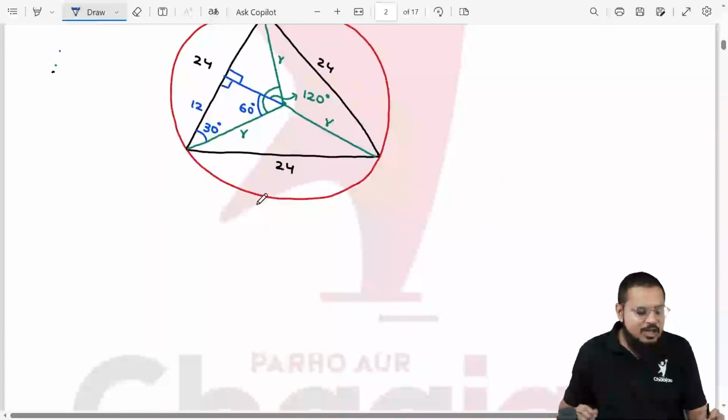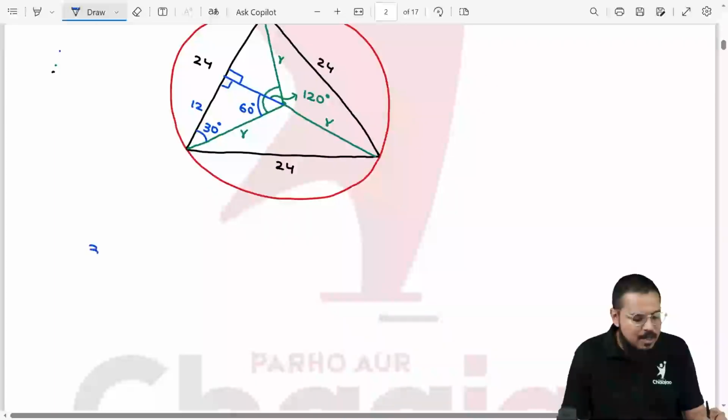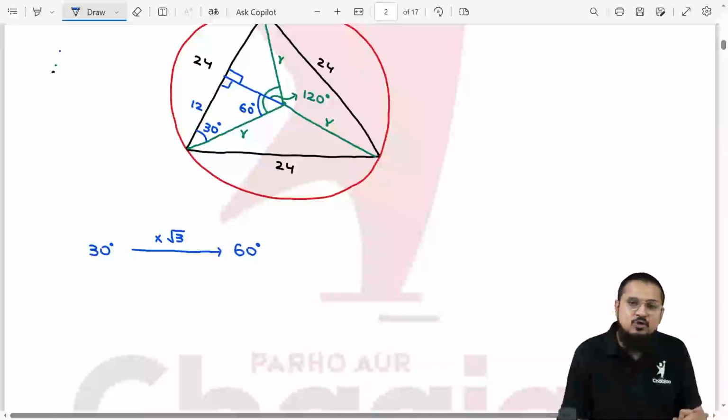And if you're good with ratios of triangles, for example, if you know what is opposite to 30 degrees and you want to figure out what should be opposite to 60 degrees, just multiply the side length opposite 30 degrees by root 3. If you know what is opposite to 30 degrees and you want to calculate what should be opposite to 90 degrees, in that case, just double the side length opposite to 30 degrees.